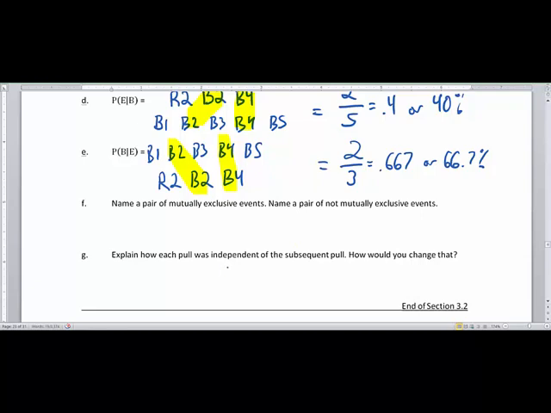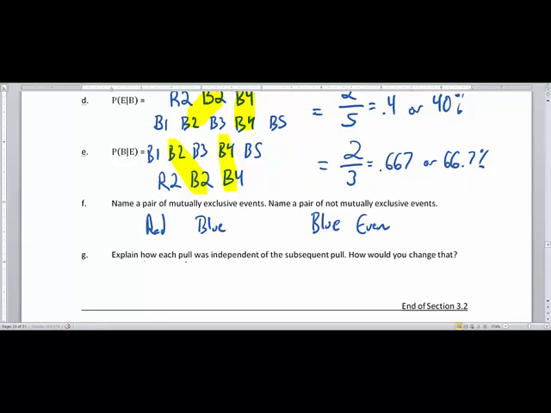Now, it asks to list a pair of mutually exclusive events, and then name a pair of not mutually exclusive events. Well, getting a red or a blue is considered mutually exclusive because red and blue are mutually exclusive events. So reds, blues, mutually exclusive. There are no overlaps. Now, not mutually exclusive events would be choosing either a blue or an even. These are not mutually exclusive because blue and even actually have numbers in common, like the blue 2 and the blue 4.